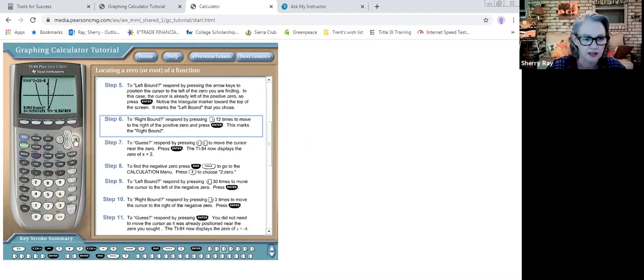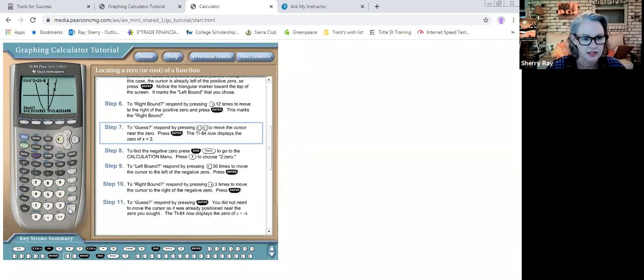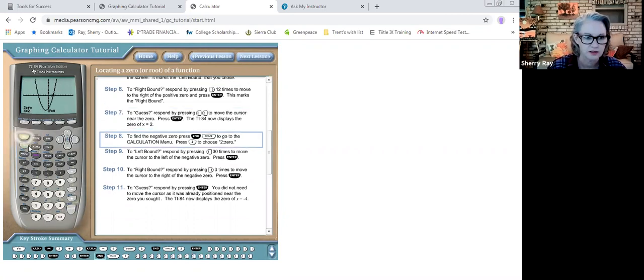And then I'm going to hit enter. And then it's going to say guess. But the calculator tutorial will make me actually move to where I think the x-intercept is located and hit enter. And then it found the first x-intercept. And then you do a similar thing for the second x-intercept.